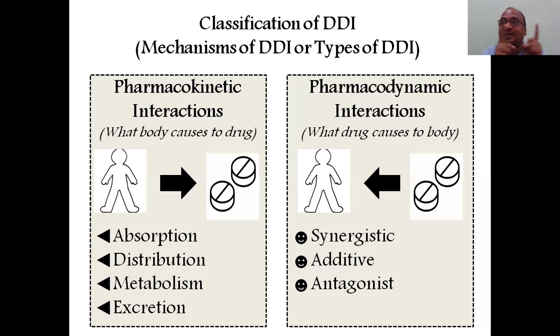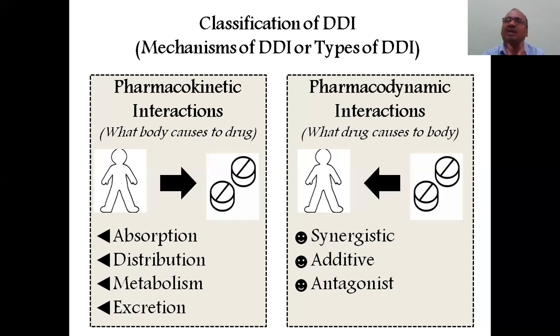Distribution of one drug disturbs the distribution of another drug. Metabolism of one drug disturbs the metabolism of another drug. Excretion of one drug disturbs the excretion of another drug. But absorption of one drug cannot interfere with the distribution of another drug, like that. Within the same process only, drug interactions take place. We know that ADME, only pharmacokinetic interaction along with the examples, we will see.